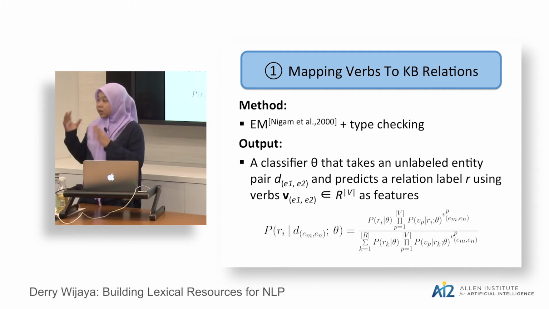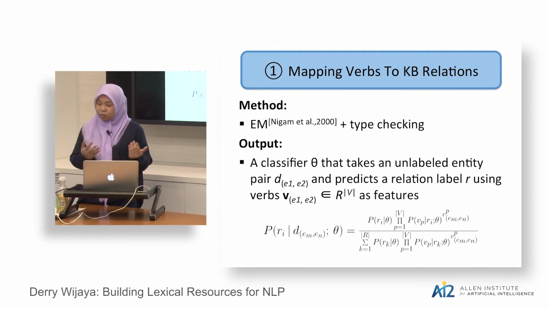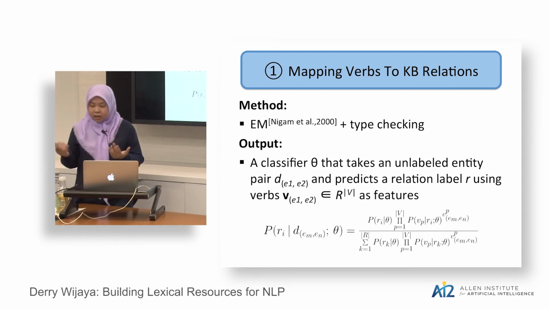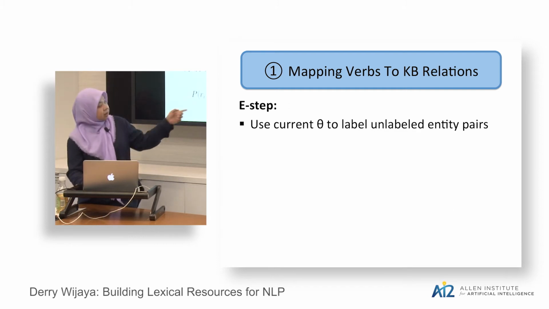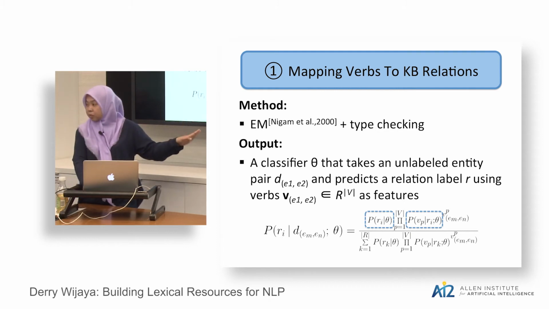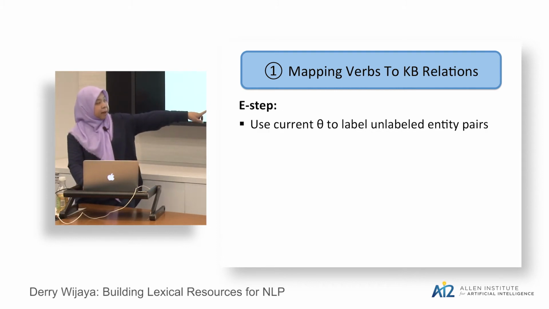And because we have both the labeled entity pairs in the knowledge base and the unlabeled subject-verb-object triples, we can learn from this unlabeled data in a semi-supervised manner. So we use expectation maximization. The way we do that is we build a classifier that, given an unlabeled entity pair, predicts the relation label for this entity pair using the verb that exists between them as features. And so the parameters are the probability of the relation and the probability of the verb given the relation. This gives us the mapping that we want from the relation to the verbs.